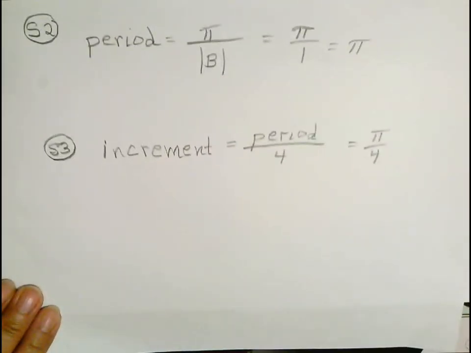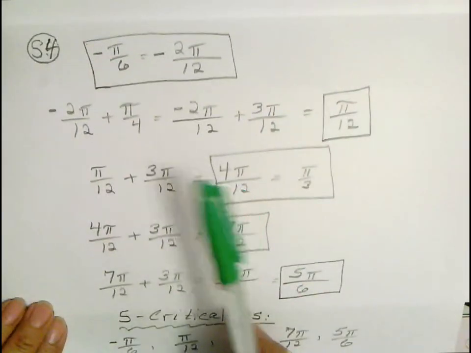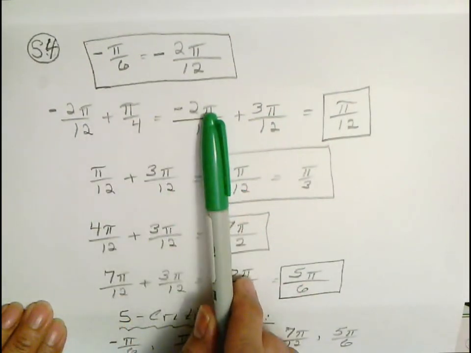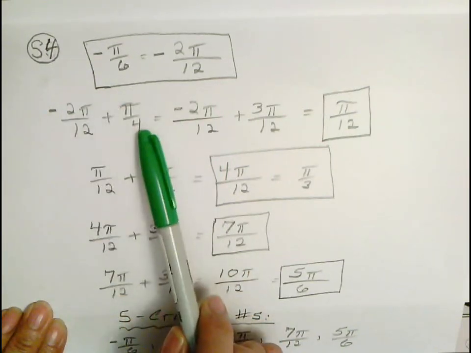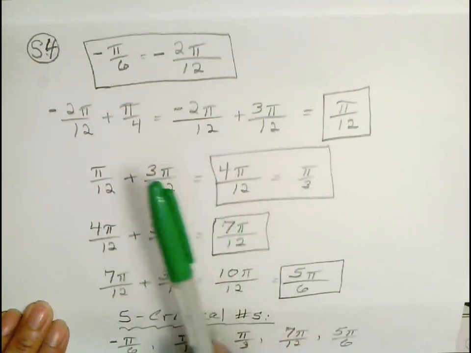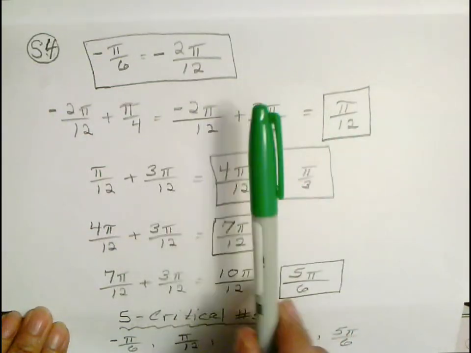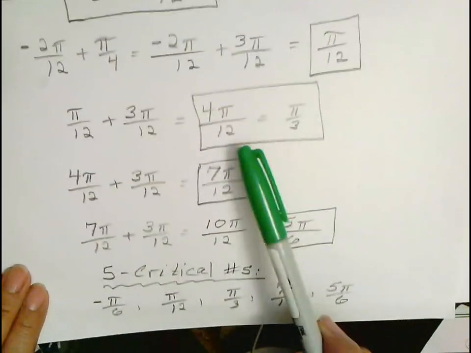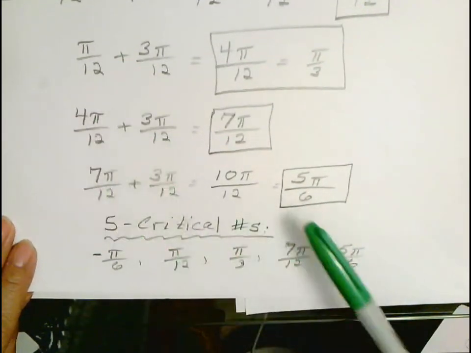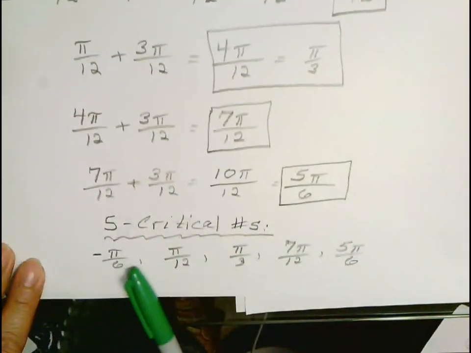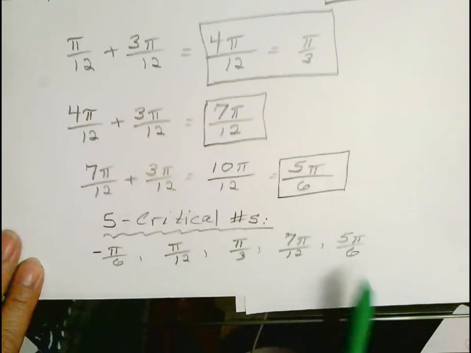We go through here, we found our period. Our increment is pi over 4. Then we come in and we find our 5 critical numbers. Change everything to 12ths because you had a 6 and a 4, so the LCD is 12. And the first critical number, the second, the third, the fourth, the fifth. And again, I was just adding the increment. And here are our 5 critical numbers.